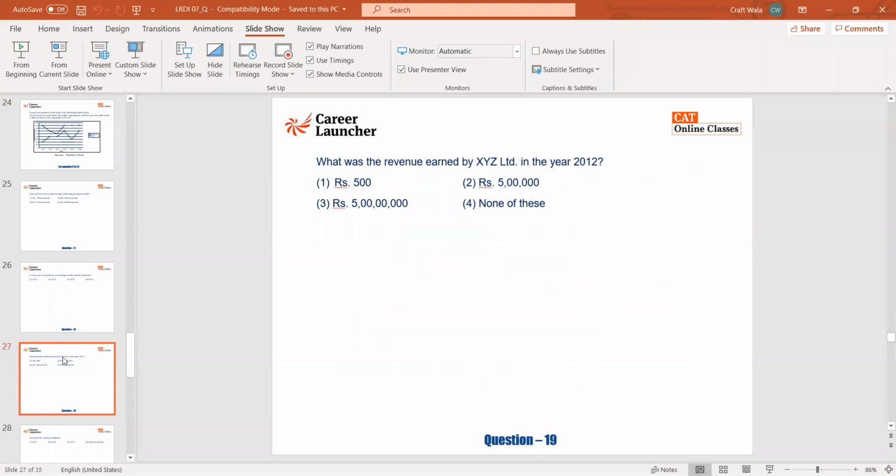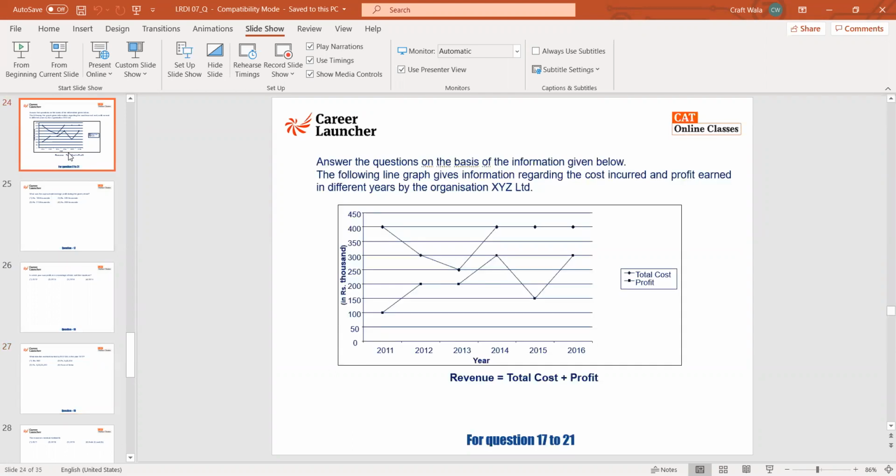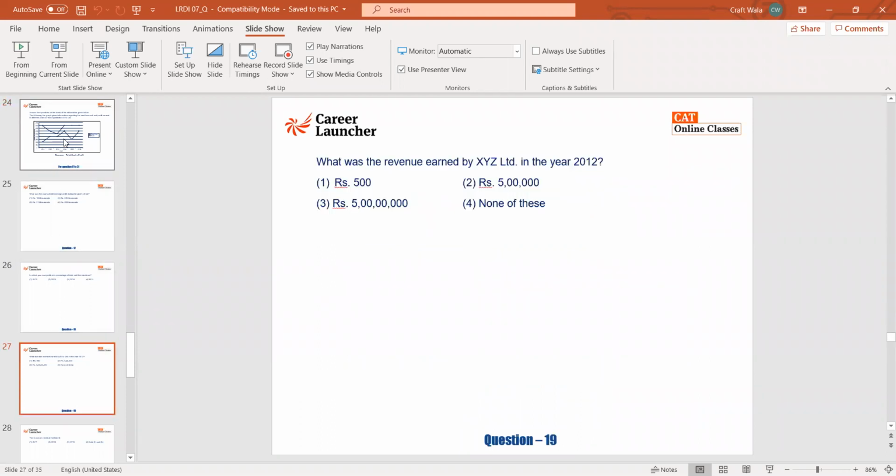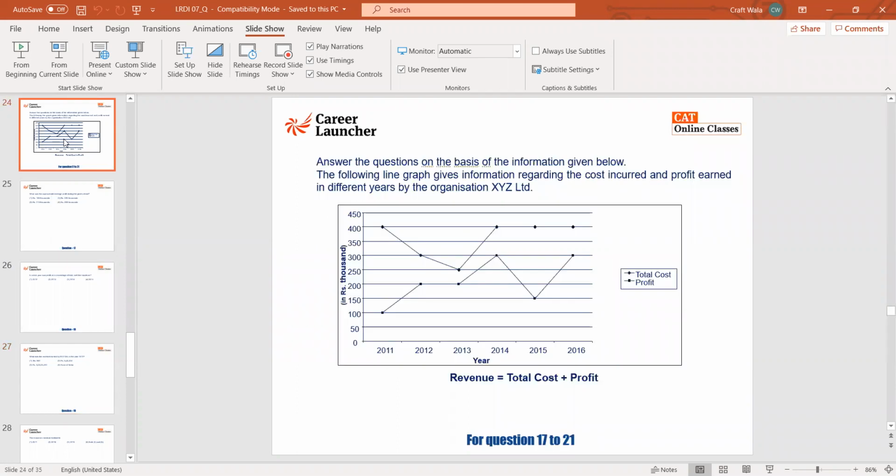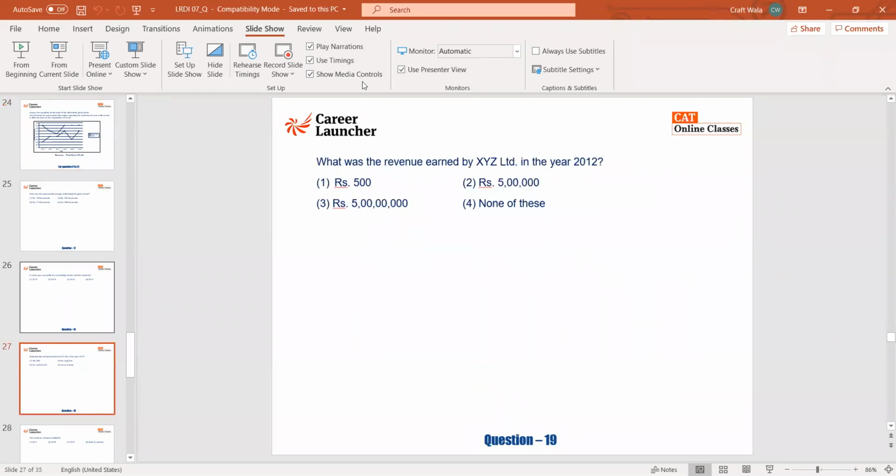Next, what was the revenue earned by XYZ in the year 2012? So what will be the revenue? Revenue is nothing but total cost plus profit. It is asked for year 2012. So 12 is 200 plus 300, 500,000. So that is answer option 2, correct.